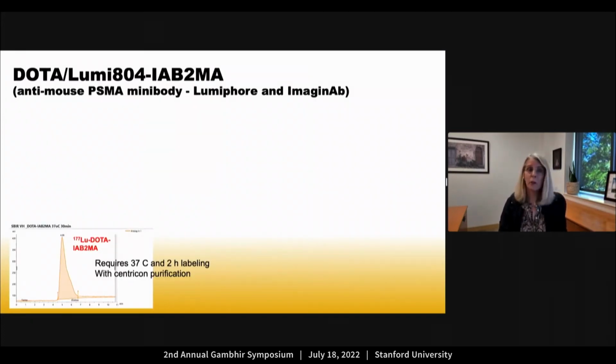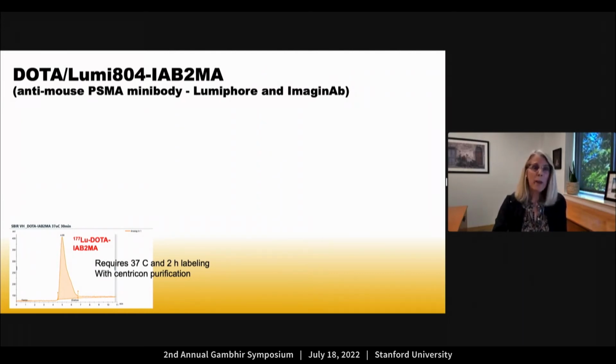So now I'm going to pivot a little bit. We have a small business grant, an SBIR from NIH, so that Lumiphore holds the grant. We're also collaborating with Imaginab, and we're looking at their anti-mouse PSMA mini-body, which they have an anti-human as well. And so what we wanted to show with this SBIR research is that Lumi-804 would be a great chelator for lutetium, zirconium, as well as down the road, thorium-227 for alpha therapy.